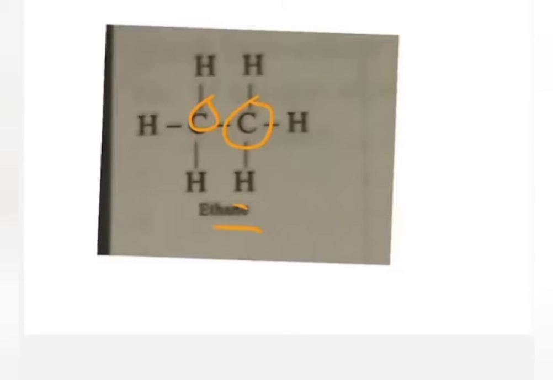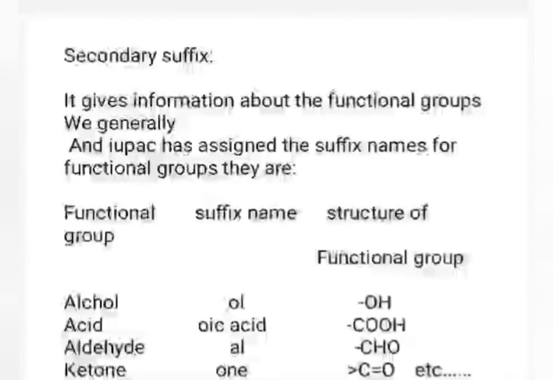So if I remove this hydrogen and this hydrogen, and make this single bond a double bond, now the name becomes ethene, because we use ene for a double bond. If we remove two more hydrogen atoms, then the name will become ethyne, because for a triple bond we use the suffix yne.